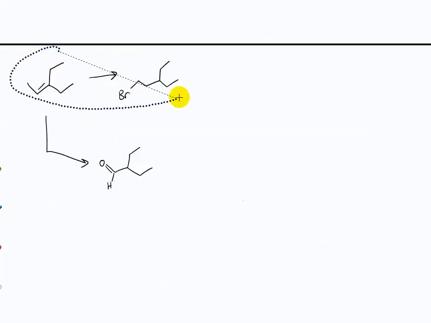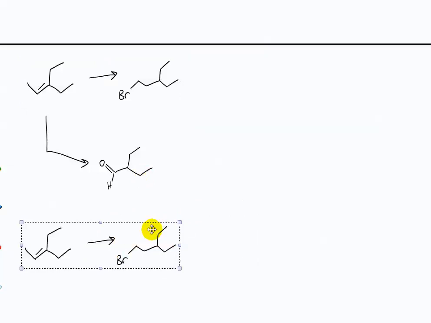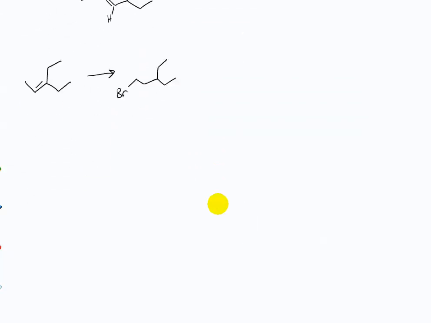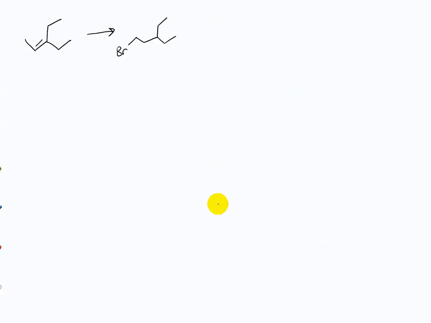In fact, I'm just going to grab it and copy it over here. So we won't even think about that second one for now. What do we make this from? Or what do you want to make that from? A terminal alkene. And in this case, that's pretty much the only choice. There are a couple other possible ways to do this.